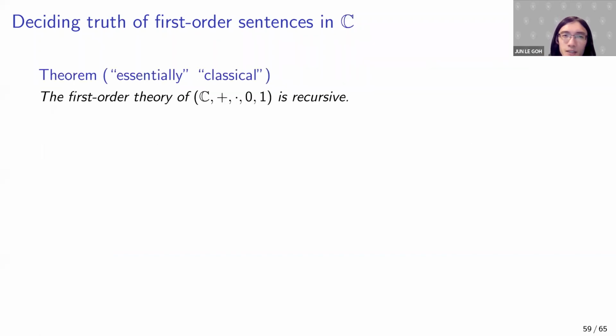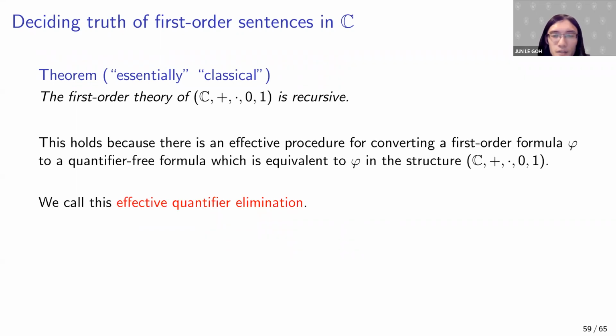An example is the complex numbers. We haven't talked about complex numbers at all in this whole series, but this is a question that we can consider in this setting. We look at the first order theory of the complex numbers together with plus and times and 0 and 1. Essentially it's a classical result that this first order theory is recursive. Now, why is this? It turns out that there is an effective procedure.